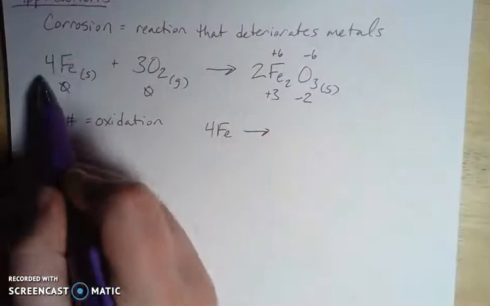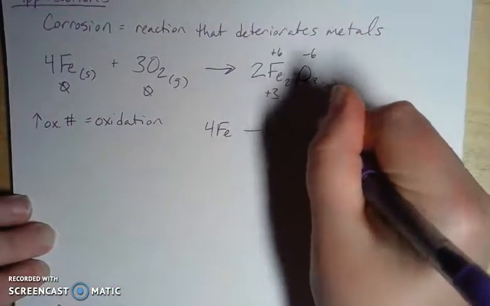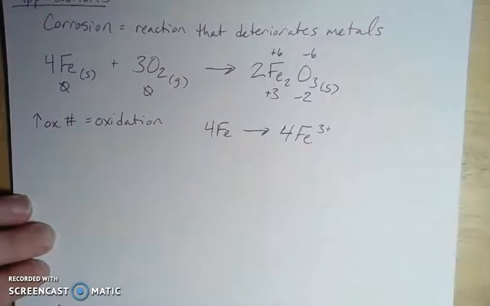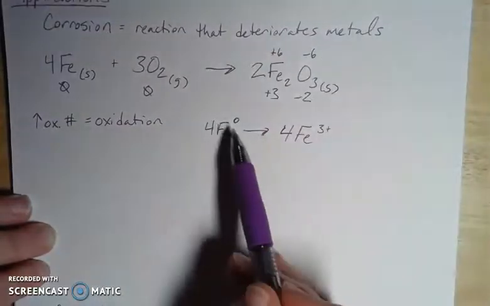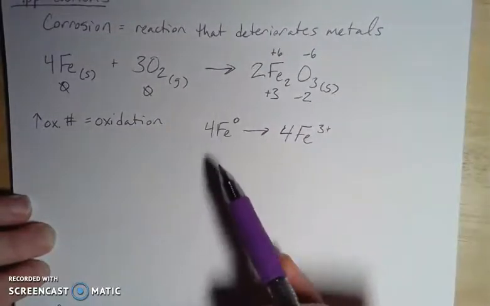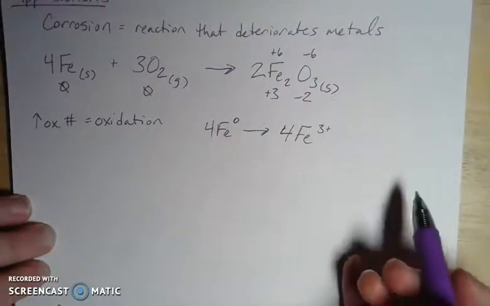I'm going from 4 irons on this side to 4 irons on my product side. But my irons on my product side are in a 3+ oxidation state. And sometimes, some people like to put the 0 oxidation state when the thing is neutral. And that's fine if that helps show what's going on.